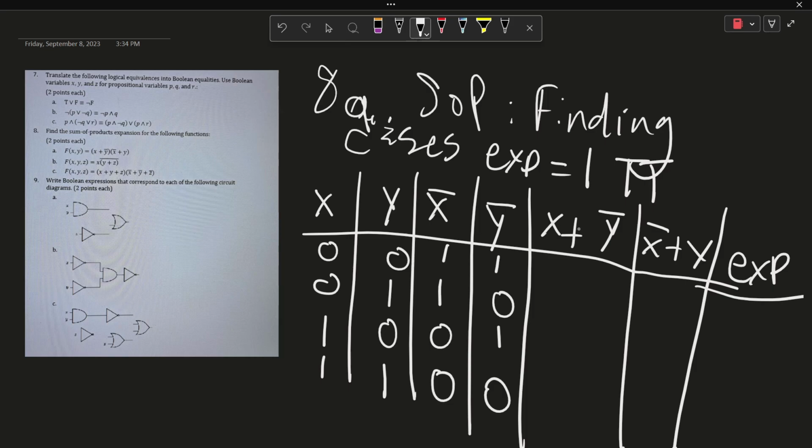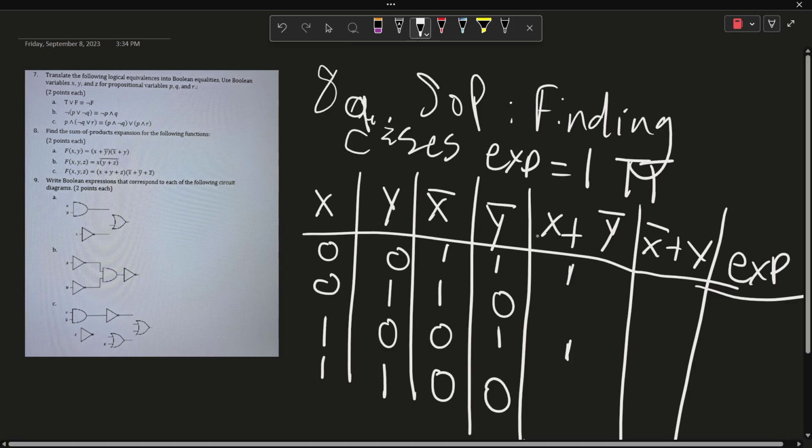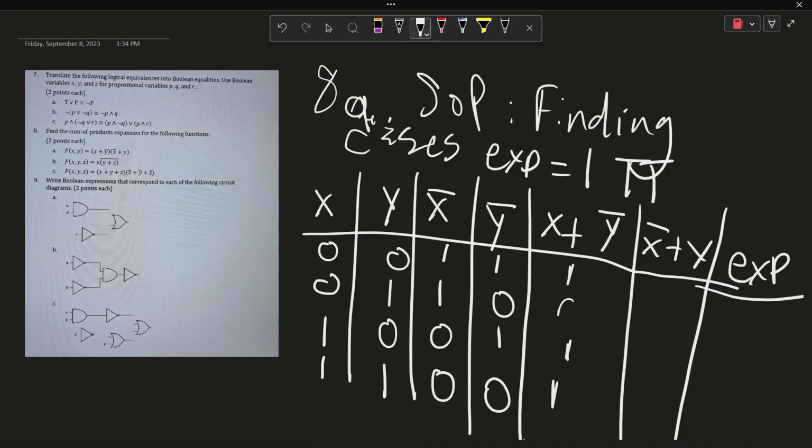So ors, if any of them are 1, then they're automatically 1. So if y naught is 1, it's going to be a 1. And if x is 1, it's also going to be 1. So the only time it'll be 0 is if both of them are 0, which is only in this case. And same thing with the second one. Anytime x naught is 1, it will evaluate to 1. And anytime y is 1, it evaluates to 1 too.